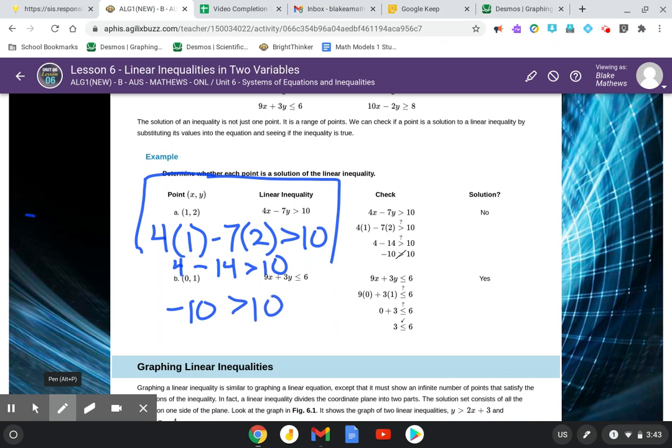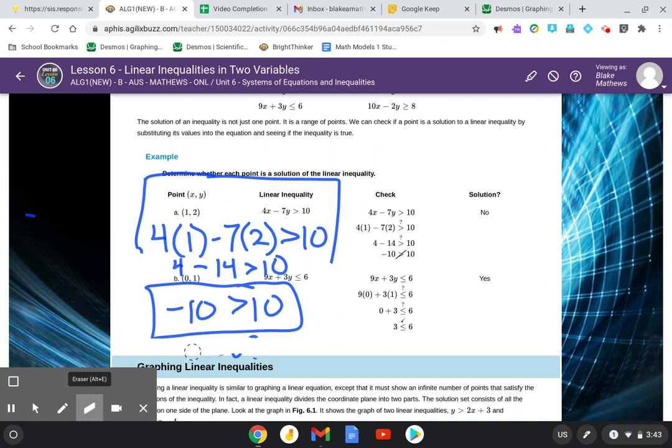And so the question just becomes, is negative 10 greater than 10? Is this true? If it's true, then you say yes, it is a solution. If it's not true, and negative 10 is not greater than 10, then we are going to say not a solution, or just in this case, no will be our answer.